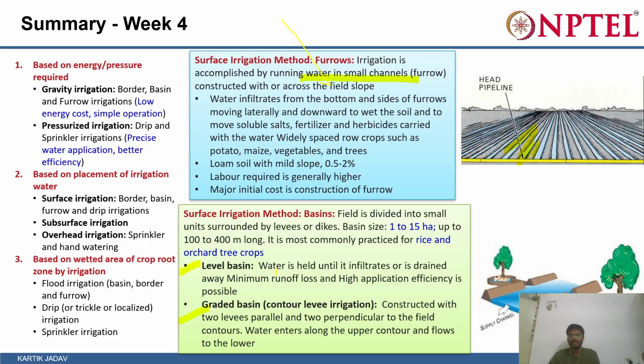In a level basin, water is held until it infiltrates or is drained away, with minimum runoff losses and higher application efficiency possible. While a graded basin is like contour levee irrigation. It is constructed with two levees parallel and two perpendicular to the field contours, and water enters along the upper contour and flows to the lower.